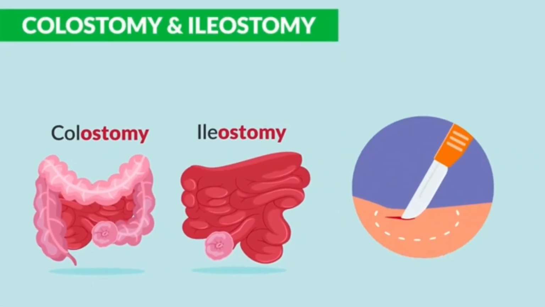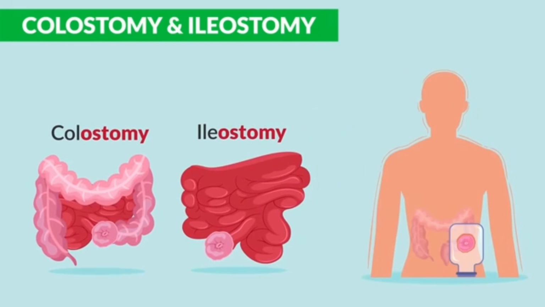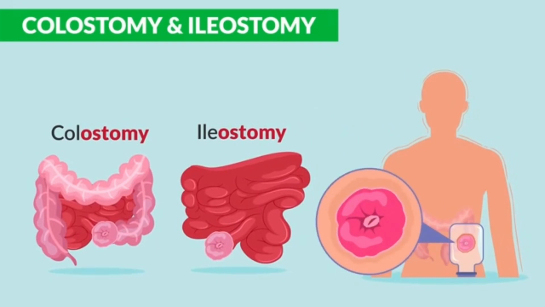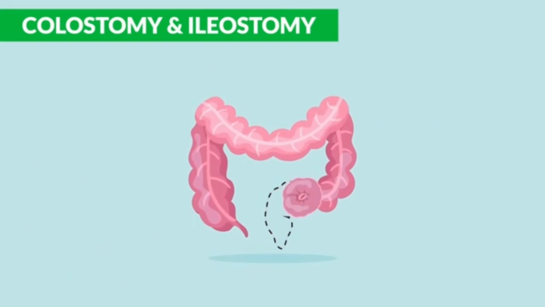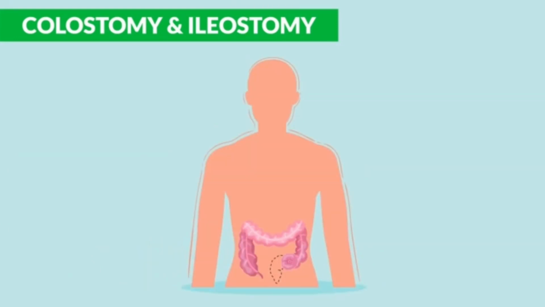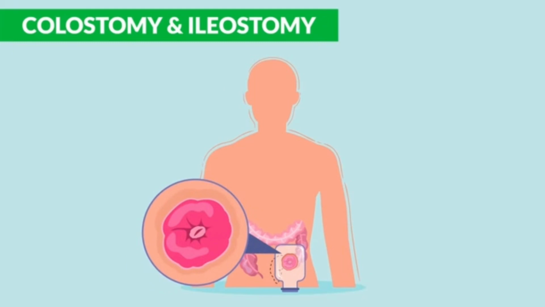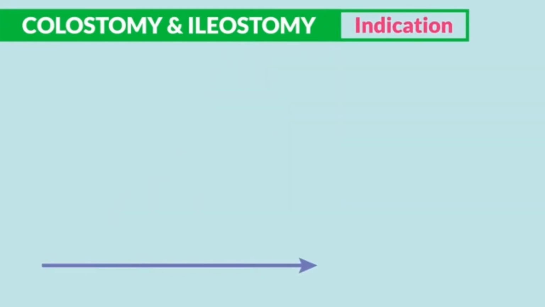Now for colostomy and ileostomy. These two are surgical procedures that create an opening in the abdominal wall to allow for passage of stool. This is done in order to bypass a blockage or a diseased portion of the bowel. We're basically creating a rectum inside the abdomen by cutting the intestines and placing an opening as a stoma on the surface of the abdomen.